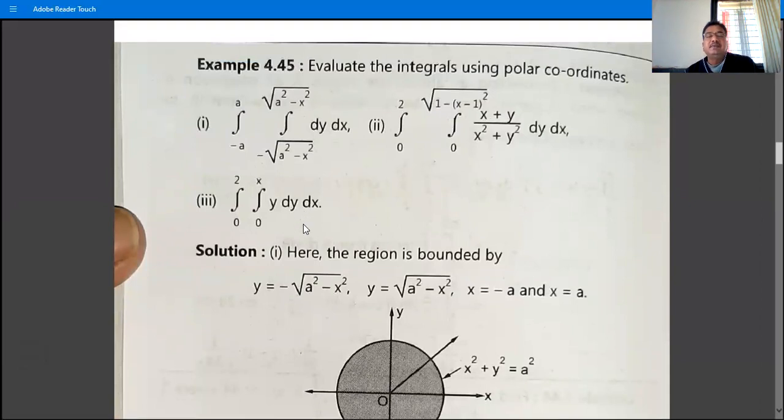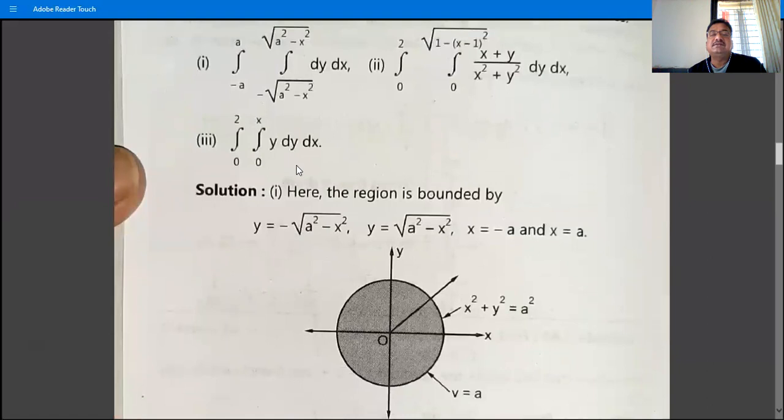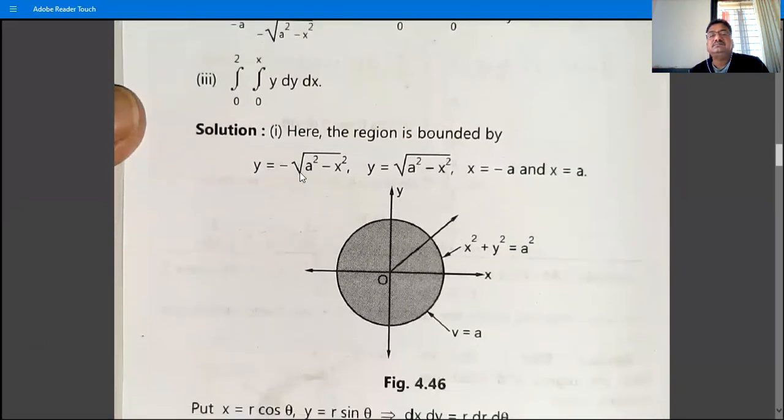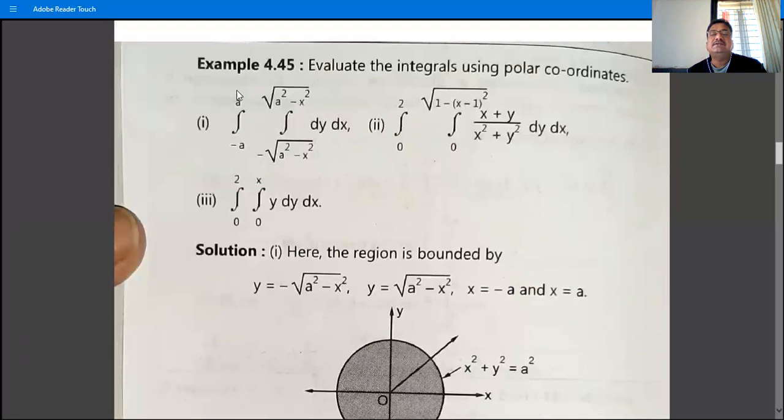So the first problem: x from minus a to a, and y from minus root a square minus x square to root a square minus x square. This is the limit on y. If we simplify this by squaring both sides, we have y square is equal to a square minus x square, that is, x square plus y square is equal to a square, a circle with center 0 0 and radius a. So we have to use the polar coordinates. And x is minus a and x is plus a.